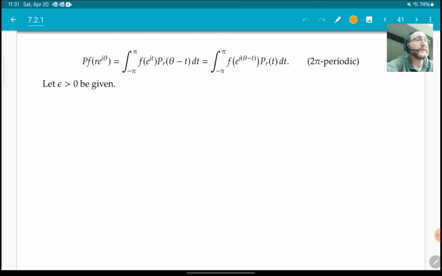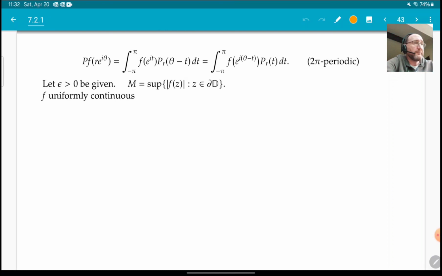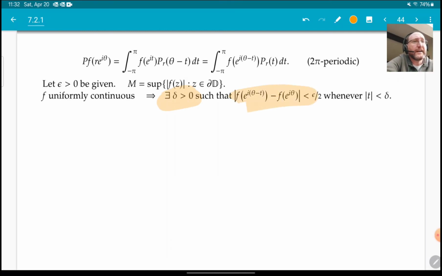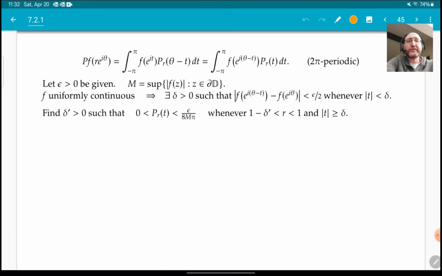All right, so let epsilon be given, and take M to be the supremum of the modulus of f. f is just a continuous function, so it has a supremum, and since the circle is a compact set, f is uniformly continuous. That means there exists some delta such that, no matter what theta is, if I look less than delta away from it, then f of e to the i(theta minus t), with t less than delta away, minus f of e to the i theta, is no more than epsilon over 2. Now, we can also find a delta prime such that P_r of t is less than this number. We'll see where that comes up.